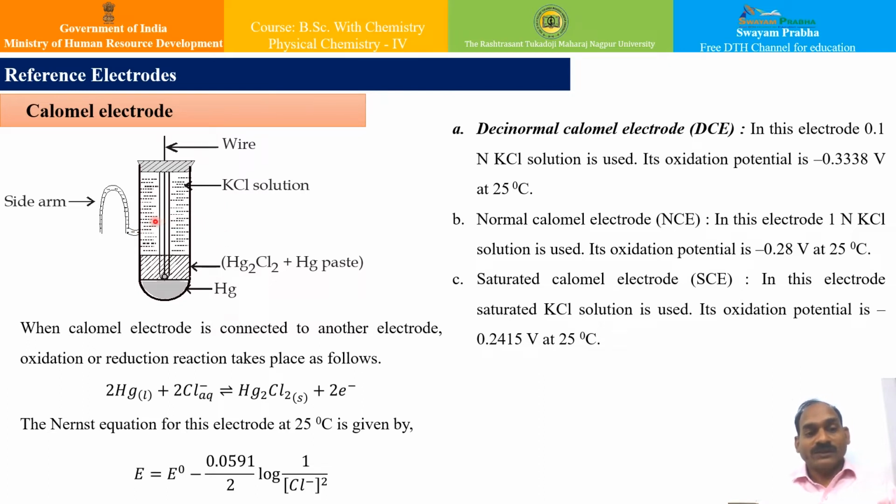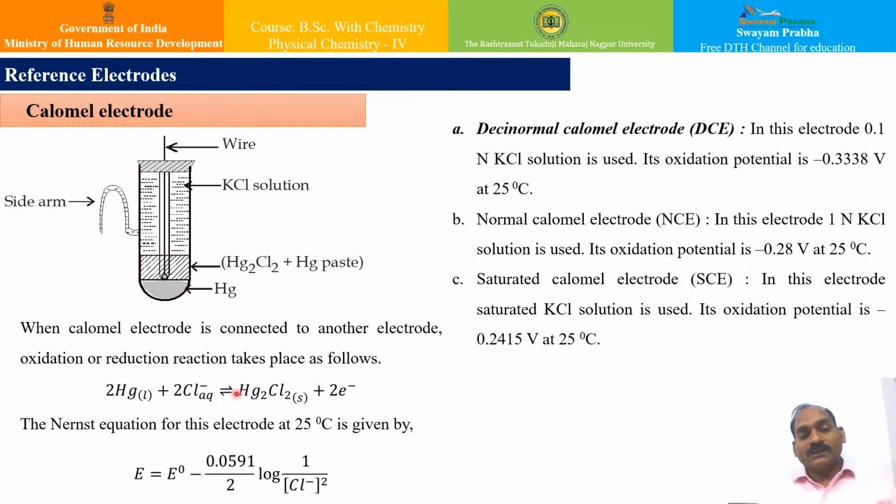This mercury supplies the electron, and the chloride from this calomel paste takes part in the reaction. So the overall net reaction, if I am connecting it to the cathode, will be twice Hg in liquid form, plus twice Cl minus, which we get from the aqueous solution at the top, and it will give Hg2Cl2 solid and 2 electrons. So there is a liberation of 2 electrons, and thereby it will act as an anode.